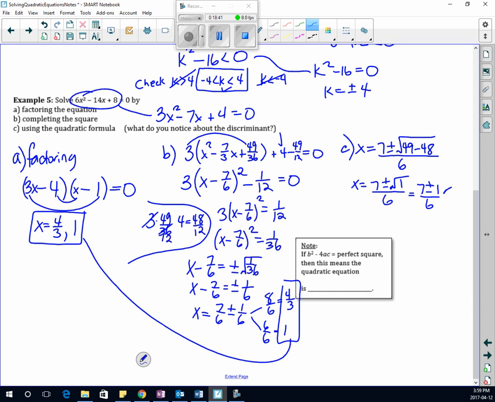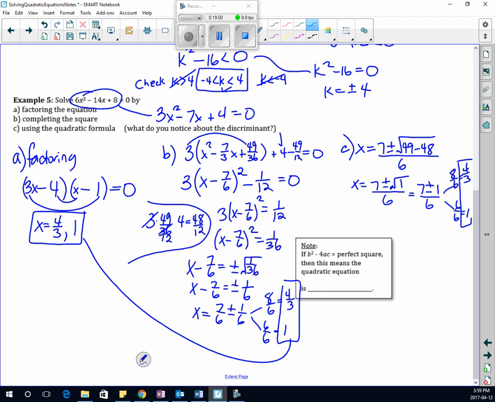So again, what's 7 plus 1? 8 over 6, which gives me 4/3. What's 7 minus 1? 6 over 6, which gives me 1. Hey, I got the same solution again. You should. We're solving for the same x each time, so we should get the same solution.